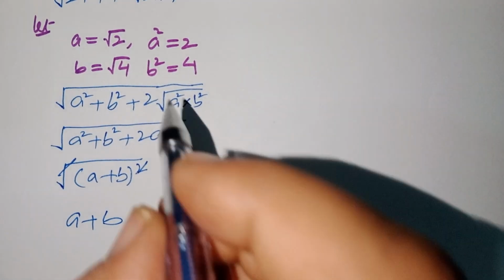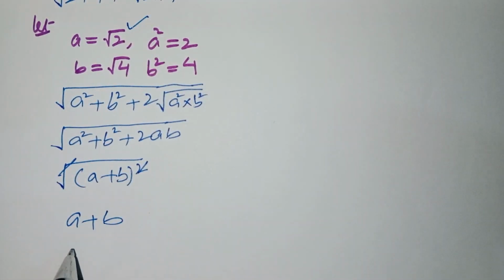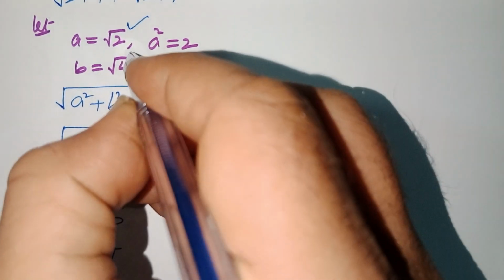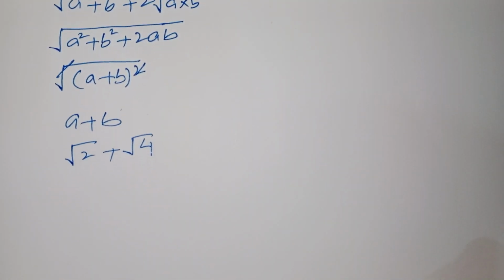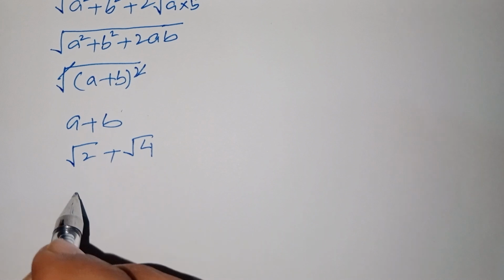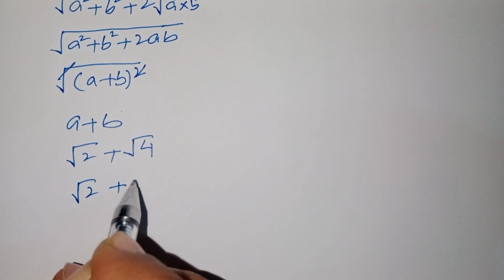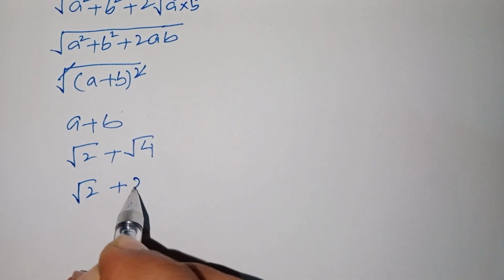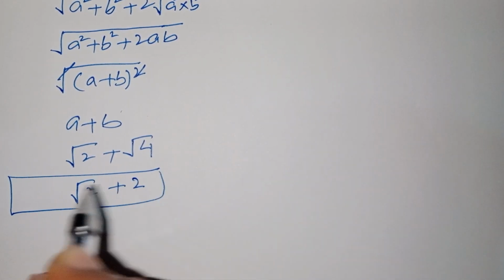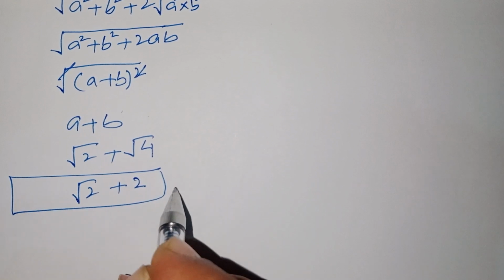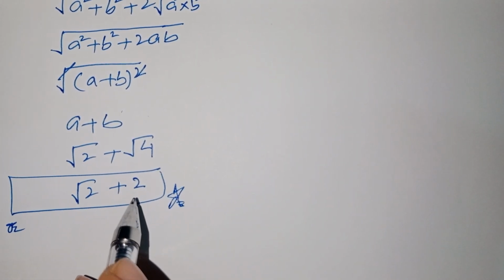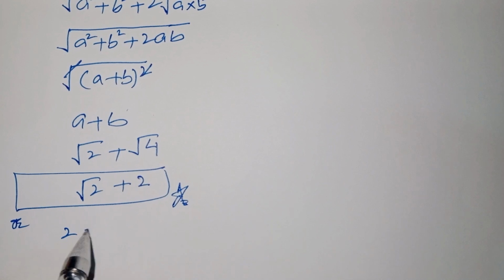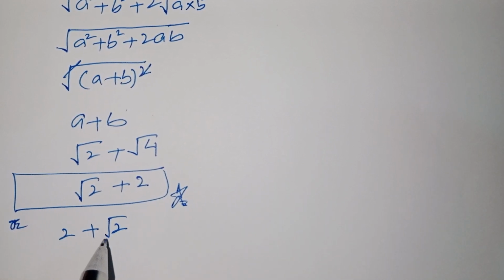So now a is equal to square root of 2 plus b is equal to square root of 4. So square root of 2 plus square root of 4 is 2. This is the answer. Or we can write as 2 plus square root of 2.